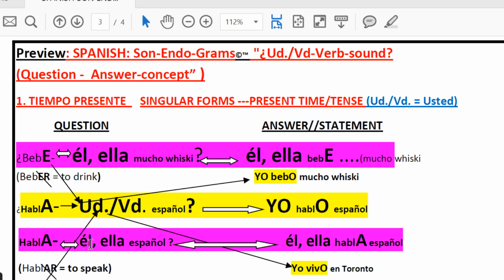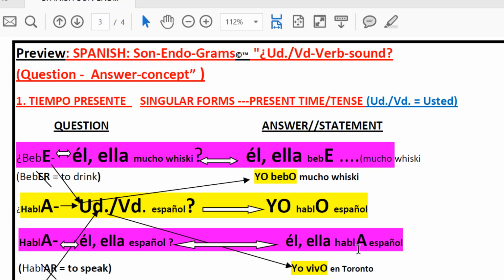Similarly, if you wanted to ask the question, habla ella español? Does she speak Spanish? You would put the question with the Son-Endo-Gram habla here, habla ella español? And the reply would be, sí, ella habla español. And if you wanted to put it in the negative, you say, él no habla español, or ella no habla español.